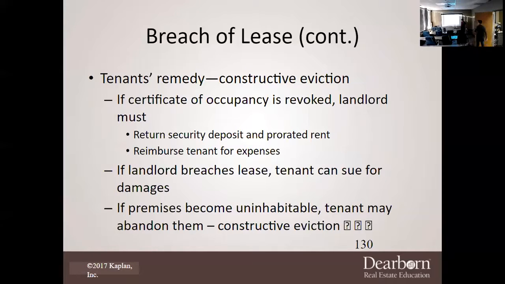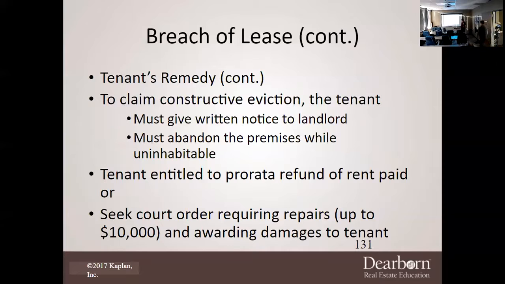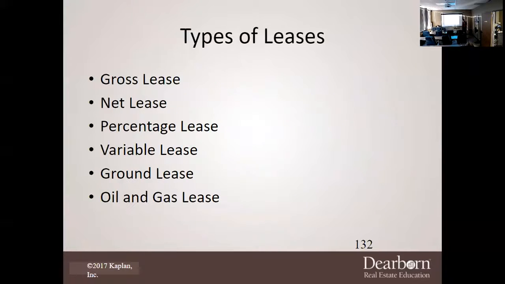If the premises becomes uninhabitable, okay, the tenant may abandon them in regards to what's called a constructive eviction. Okay. Now, to claim constructive eviction, the tenant must give written notice to the landlord, and must abandon the premises while uninhabitable. The tenant is entitled to a pro rata refund of the rent paid, or may seek a court order requiring repairs up to $10,000 and awarding damages to that tenant.